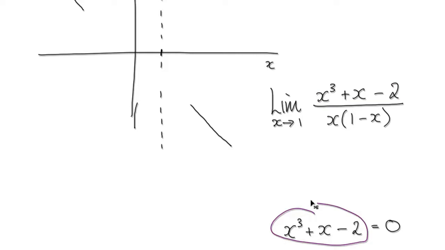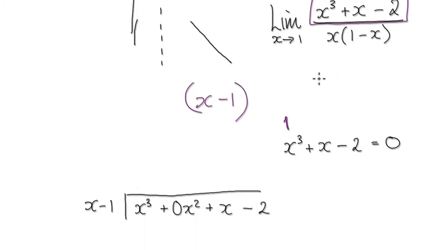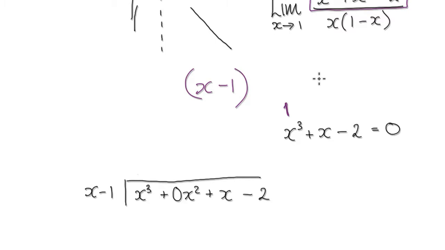Just by glancing, I know that 1 cubed plus 1 take away 2 will be 0. So I know that 1 will make the whole thing 0. So I know one factor will be x minus 1, because this is going to be positive 1. And I'm expecting you to be able to factorize this. So x minus 1 will be one factor.